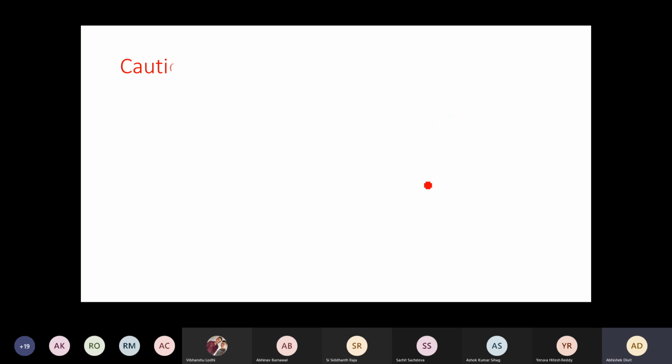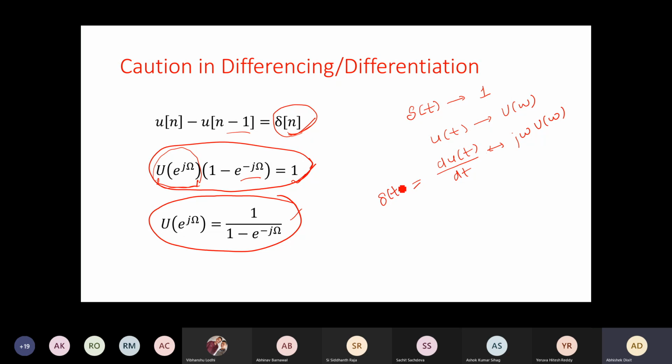And yes, dut by dt is the same as delta t. Okay, fine. Now the delta t transform is 1, so 1 is the same as j omega u omega. So u omega, if I simply write 1 upon j omega, then this is incorrect. Okay, because ut has a DC value, so you cannot do this. You cannot use this expression to compute u omega. Okay, so you have to be careful.